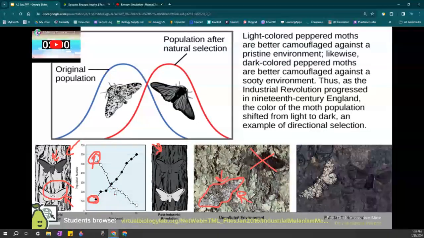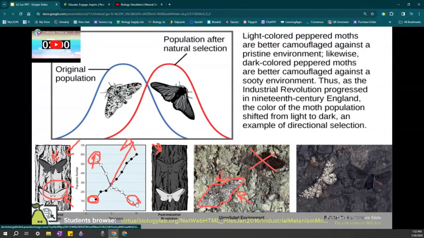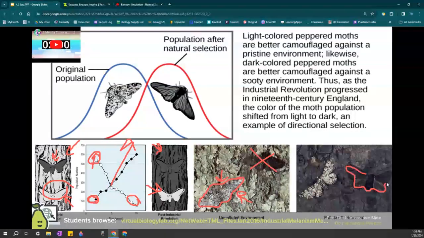And very, very quickly after that happened, we see a population boom of black moths, and we see many fewer white moths, because you can see that they stick out like a sore thumb. In this polluted situation, the black moth is much better camouflaged. And so the birds all ate the white moths.